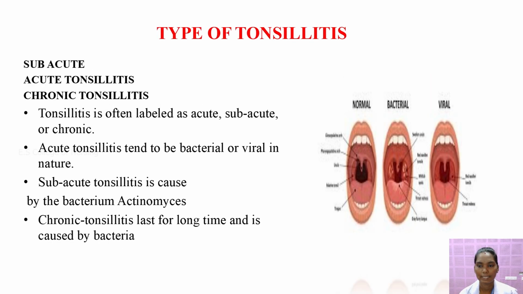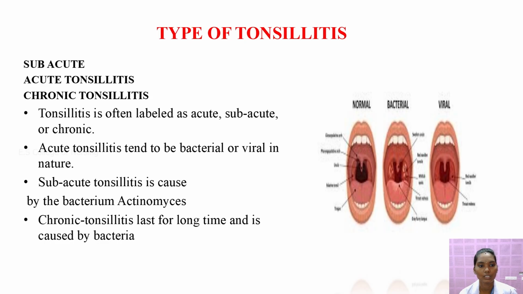Next is the types of tonsillitis. It is divided into three types: subacute, acute and chronic. The subacute and chronic are further divided into 3 or 4 categories. First we will see subacute tonsillitis. Subacute tonsillitis means a less severe infection than acute tonsillitis. In this condition also patients have mild fever and sore throat.